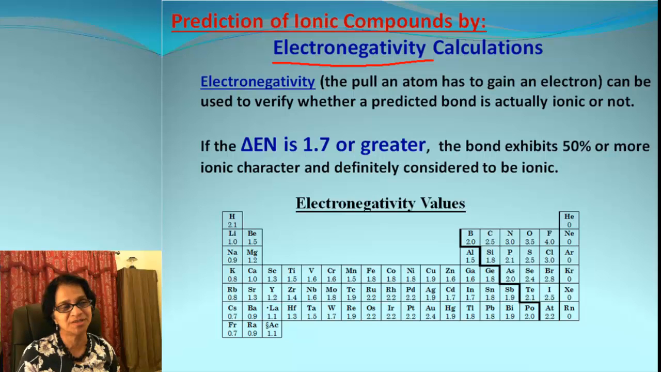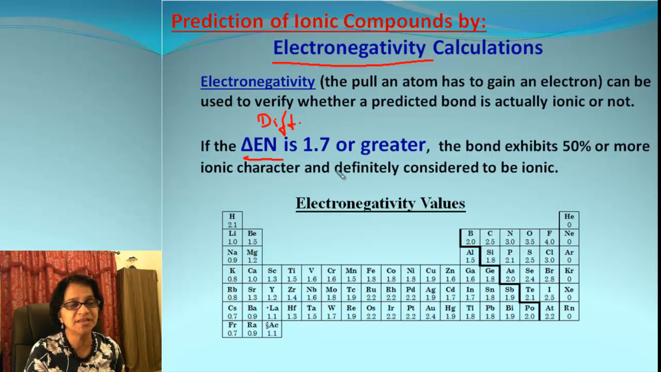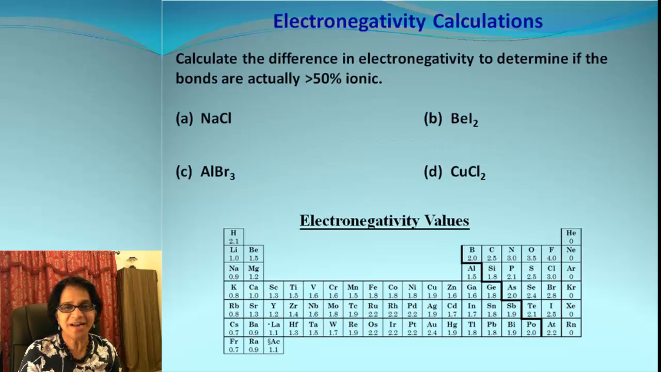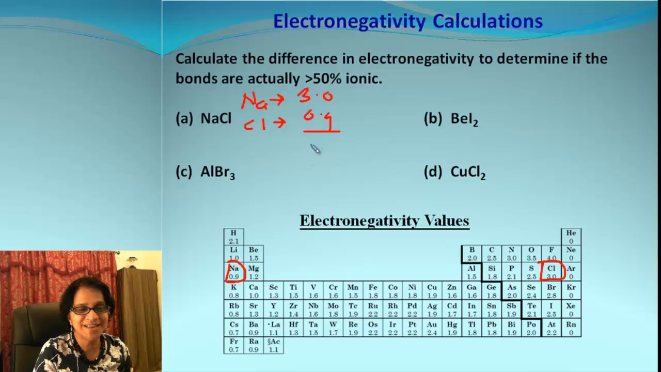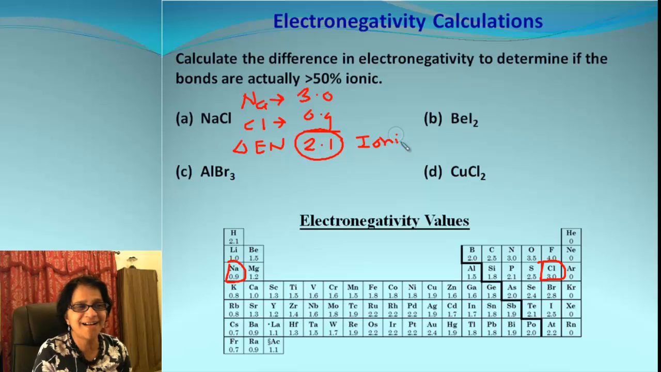Now we are going to use the values from the table, and there is delta EN, which means the difference between electronegativities. And if that difference is 1.7 or greater, then that means the bond is 50% or more ionic. Now let's find out if the rule for electronegativity is going to qualify these compounds as having ionic bonds or not. The first compound is NaCl. We have a bond between Na and Cl, and the values for Cl and Na are 3.0 and 0.9 using this electronegativity chart. So when we subtract these two values, we end up getting 2.1 as delta EN. A delta EN more than 1.7 will qualify this to be an ionic bond.